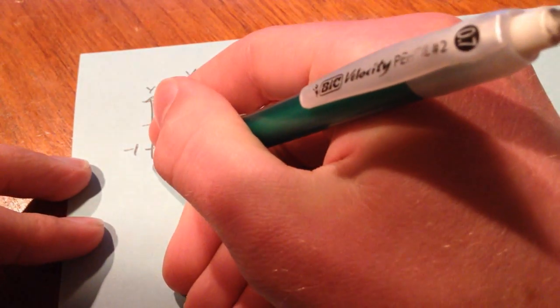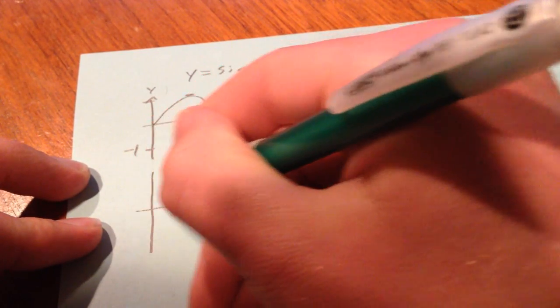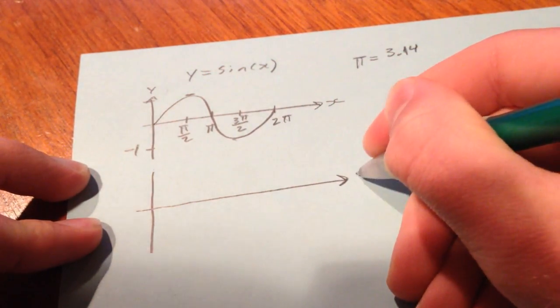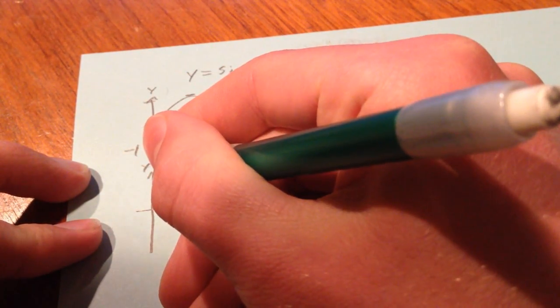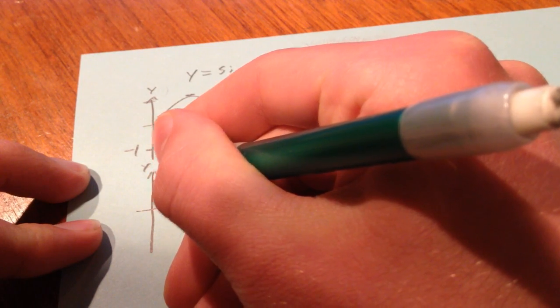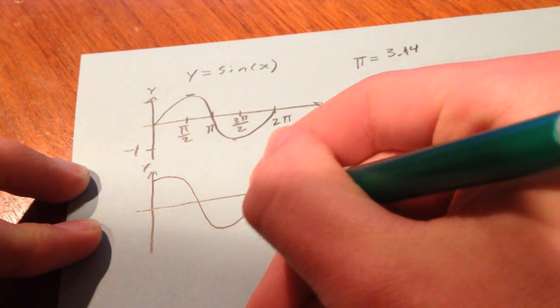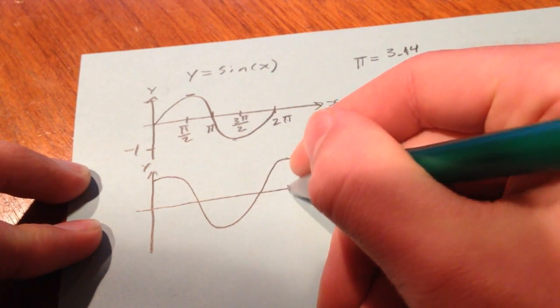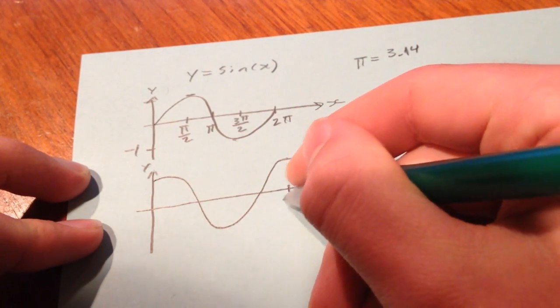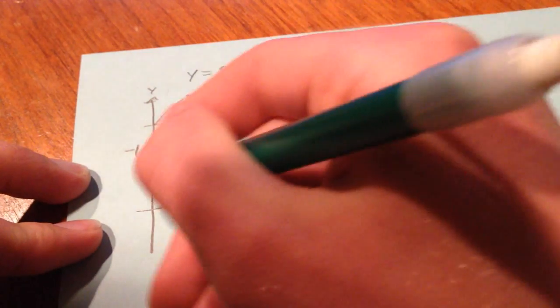Next is the cosine function, which is very similar to the sine function, except it starts up here when x is equal to 0, y equals 1, and it's going to go down like that, and then back up again to 1, and has a cycle or a period of 2 pi, just like sine.